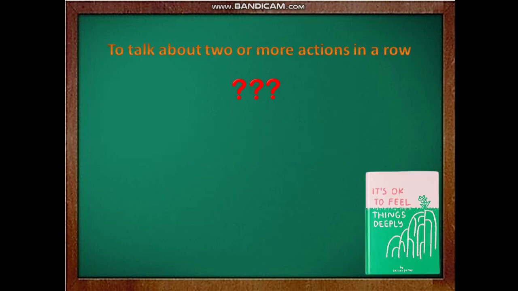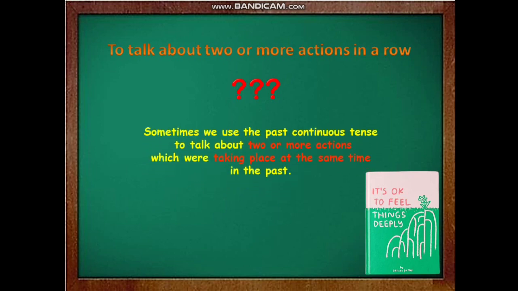And the next part is to talk about two or more actions in a row. Sometimes we use the past continuous tense to talk about two or more actions which were taking place at the same time in the past.